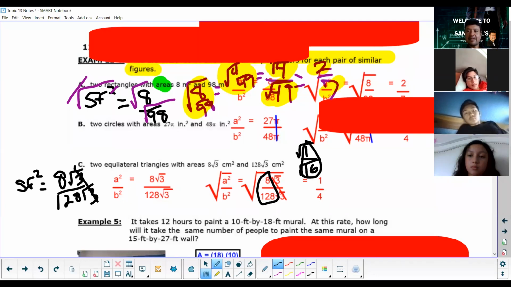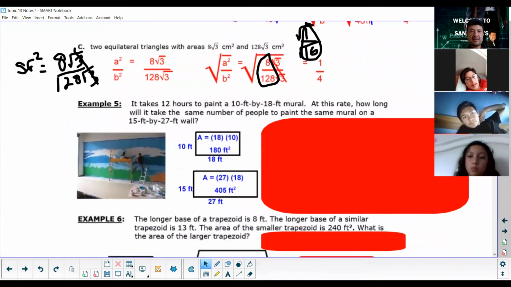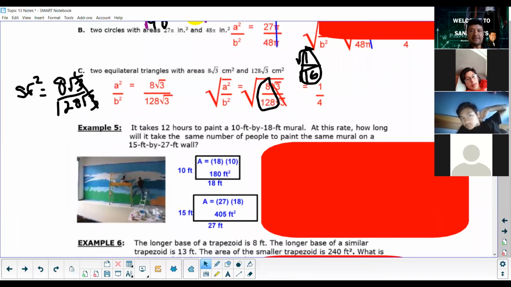So with that, let's have Marcus, why don't you go, let me scroll down a second. Oh, now I know why. My little pen has a timeout and it had timed out a little bit. All right. So Marcus, go ahead and read example 5. It takes 12 hours to paint a 10-foot by 18-foot mural. At this rate, how long would it take the same number of people to paint the same mural on a 15 by 27-foot wall? All right, good.